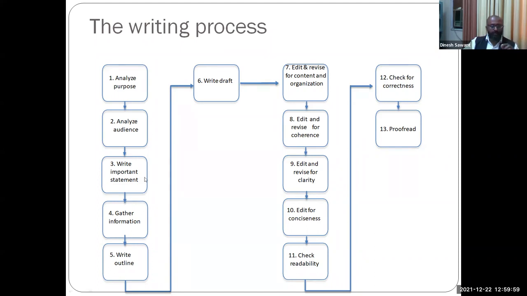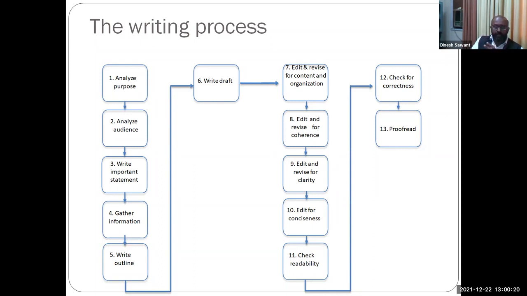Then write important statements. So instead of writing a paragraph, just write the important points initially. Then gather the information about those points to make it as a full sentence. Then try to connect those sentences to make it as a full paragraph. And after that, write the outline of your abstract. So that will be the first draft.